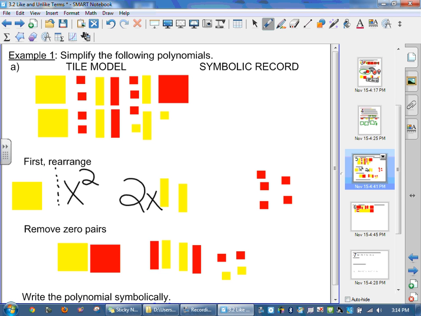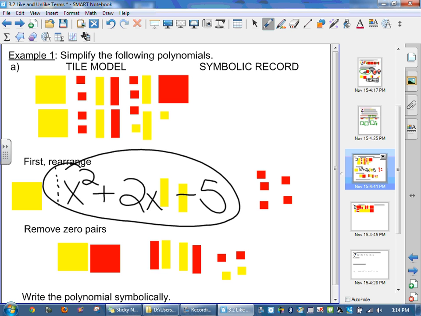You have to connect it with a plus sign. And what do I have on the very end there? Pardon? What kind of 5? A negative 5. So you have a negative 5 on the very end. This would be my final answer in symbolic form. Okay?